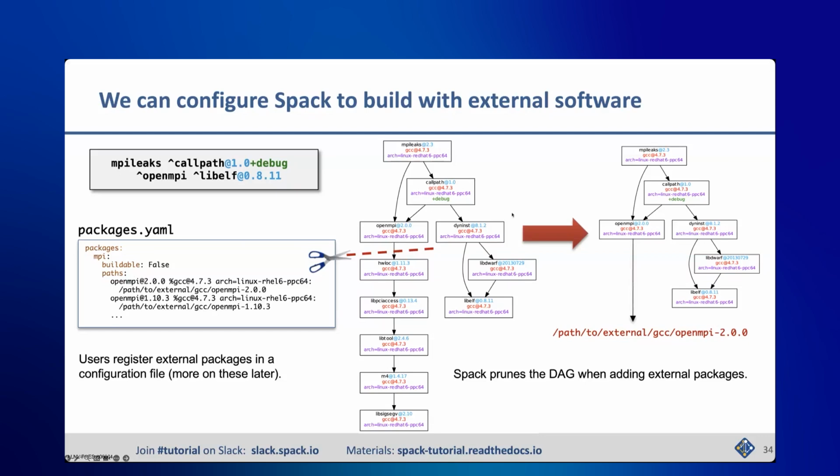The one disadvantage of this is that we won't have information about the transitive dependencies of the thing that you register as an external. So if you register OpenMPI as an external, we don't know about all the stuff below it to ensure, maybe, that another version of HWLock that Spack built is compatible with the one that OpenMPI uses. So if you use externals, some of these compatibility issues are on you.